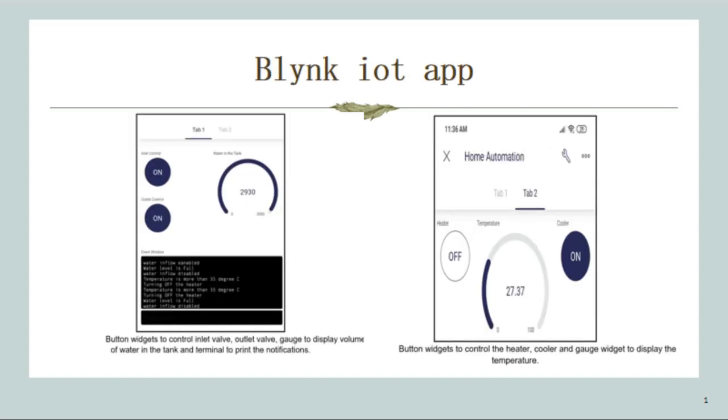This is how it looks on the Blynk IoT app. So here we can see that the button widgets are used to control the inlet valve and outlet valve, and a gauge to display the volume of water in the tank, and a terminal to print the notifications. As you can see, we have set the buttons over there as on, and we can check the level of water over the meter. Similarly, even in the second diagram, you can see that the button widgets are used to control the heater and cooler, and a gauge widget to display the temperature.